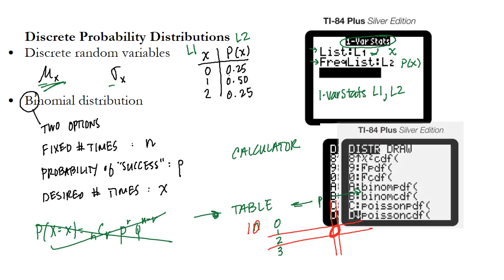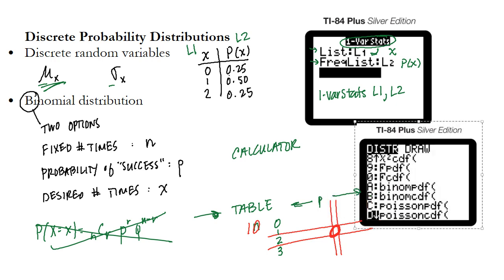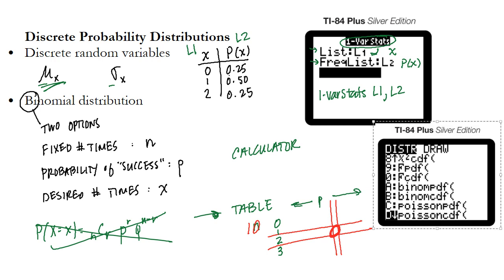I'll pull it over. In the distribution menu, because these are probability distributions, you want to choose among the binomial PDF or the binomial CDF. And I get a lot of questions about when to use which one. The PDF is what to use when you have an exact value, the probability that x is exactly 2.